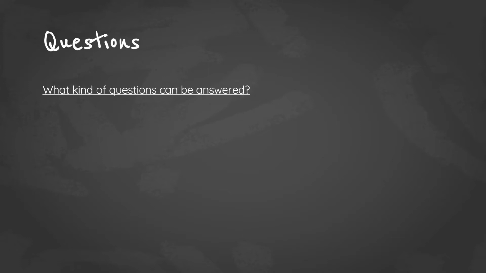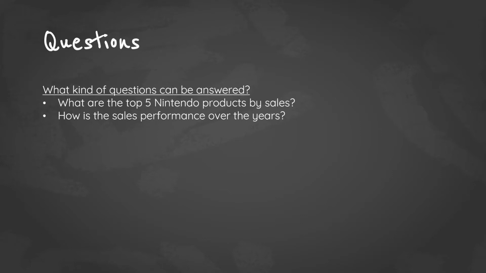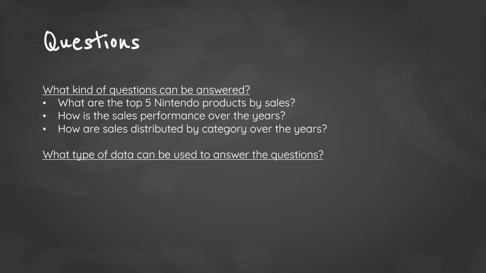First, what kind of questions can be answered? I have listed 3 questions that we can answer with our dashboard. The first one is, what are the top 5 Nintendo products by sales? Second, how is the sales performance over the years? And third, how are sales distributed by category over the years?